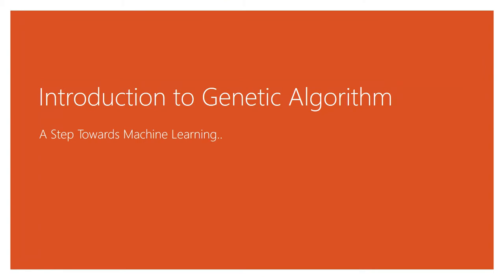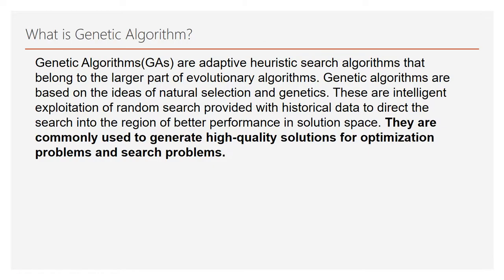how it works. Mainly, a genetic algorithm is just a program which adapts from the previous data and previous results. If you're going to define it, it's an adaptive heuristic search algorithm that belongs to the larger part of evolutionary algorithms.